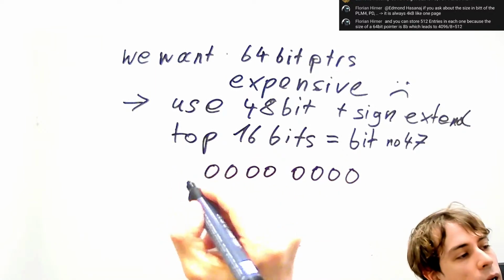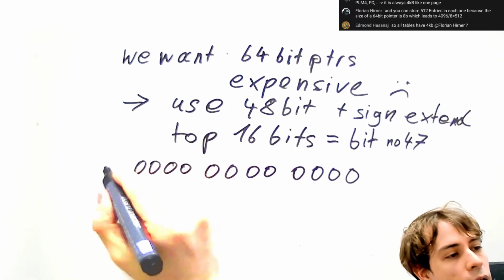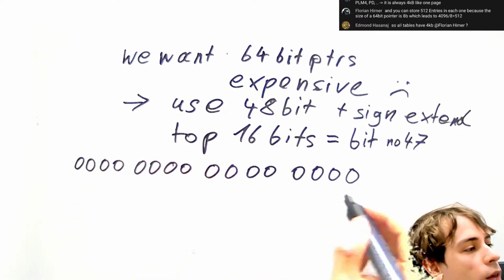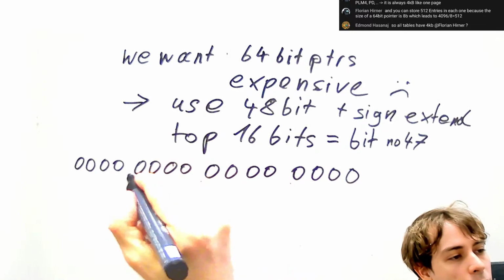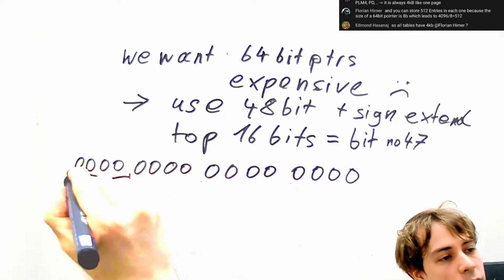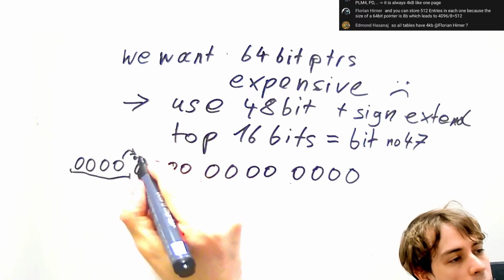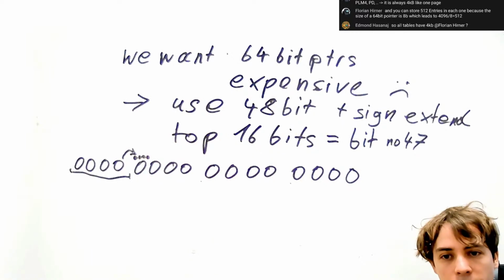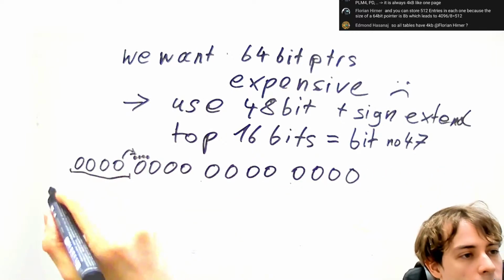00000000. Then we have 0000, and we have 0000. So this is 16-bit, 32-bit, 48 bits. Here's 48 bits. This is the sign extension. These zeros have the same value as the first bit of this 0. This is the lowest address that we have in our address space.